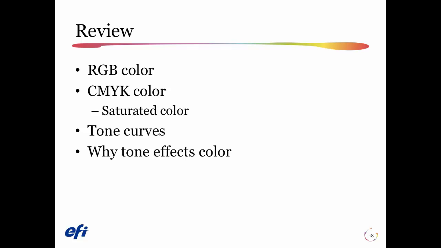We talked about saturated colors and the definition that a saturated color is high in wanted and low in unwanted components. And that led us to understand that when we adjust tone curves, especially when we move just one end of the scale like the quarter tone or the three-quarter tone, we are naturally going to affect saturation because we're going to change the ratio of wanted to unwanted components in that saturated color. So that's the answer to why tone affects color.